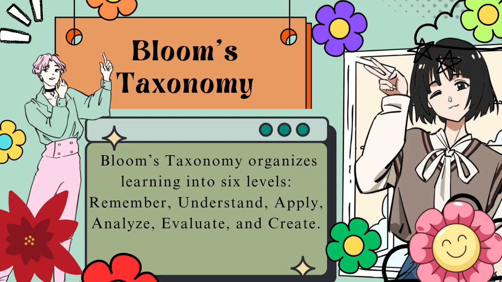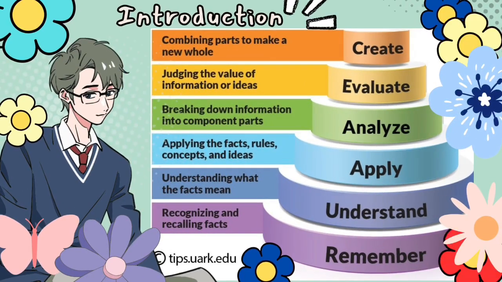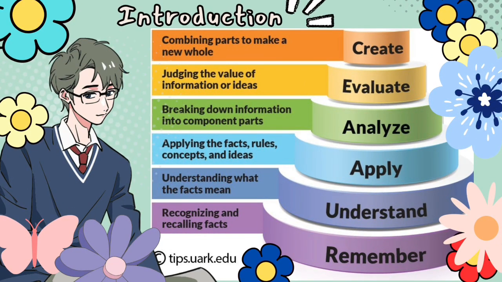Bloom's taxonomy categorizes learning into 6 levels, from basic to advanced thinking. We have remembering, understanding, applying, analyzing, evaluating, and creating. This model, Bloom's taxonomy, is a framework that maps the progression of learning, from recalling facts to creating new ideas. Developed by Benjamin Bloom, it helps educators design lessons that enhance critical thinking and deeper understanding.